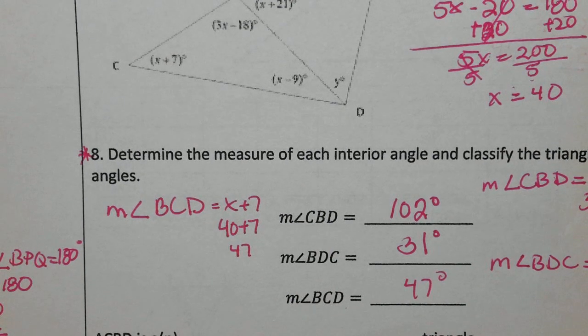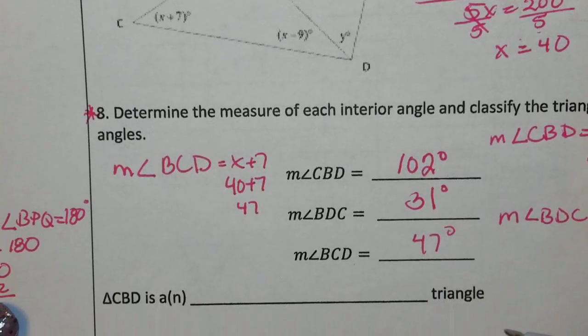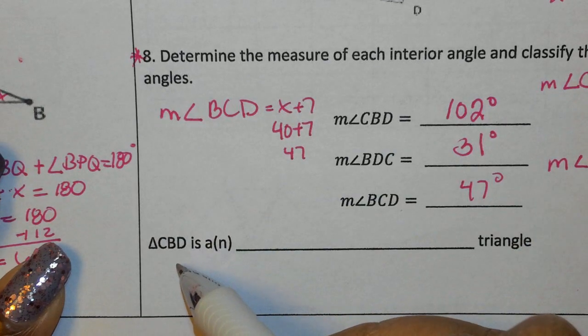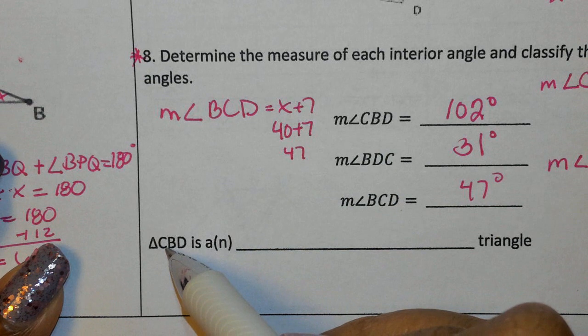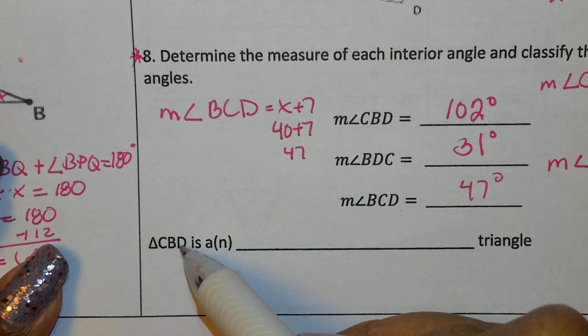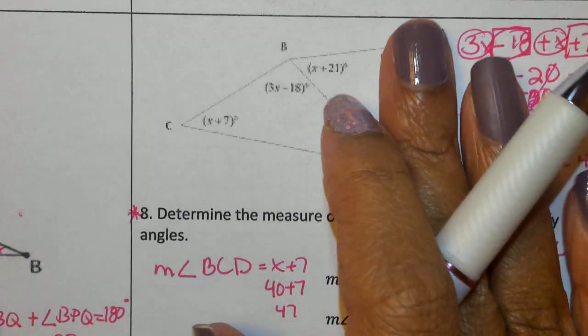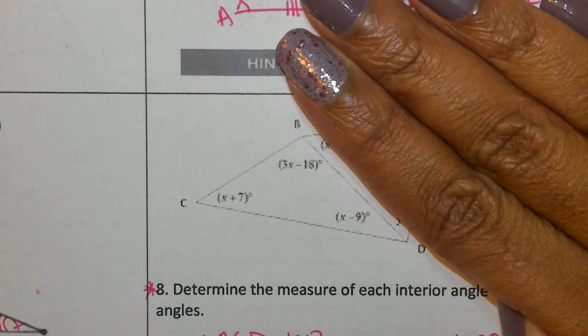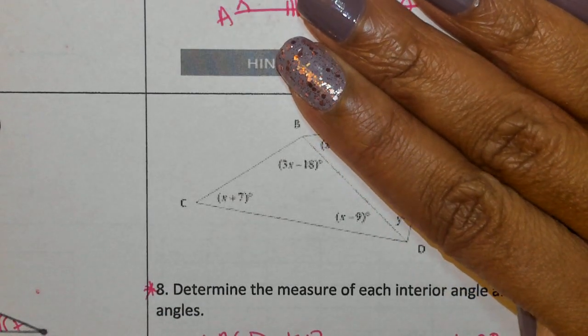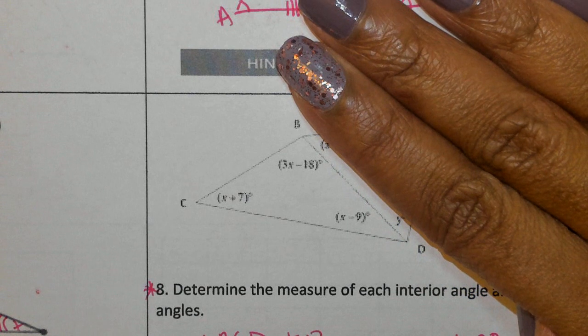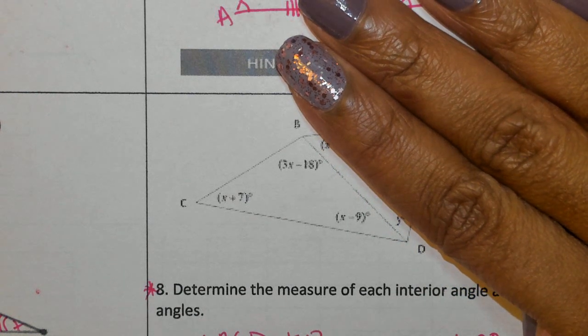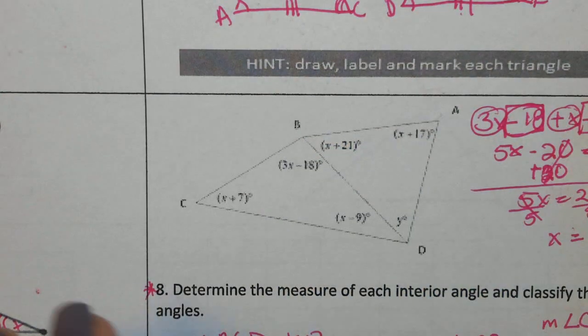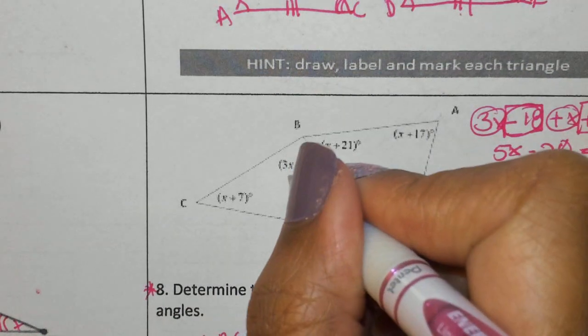And of course, after doing all of this, the last thing that they ask us to do is determine what kind of triangle is triangle CBD. So when we go back up to the top and we look at that, if I cover this up like so, and I'm looking at only triangle CBD, I should be able to determine what kind of triangle it is. So I'm just going to fill in.